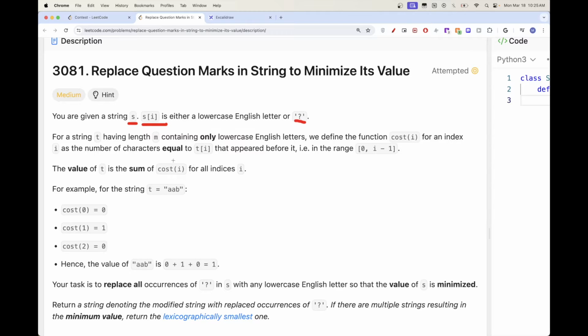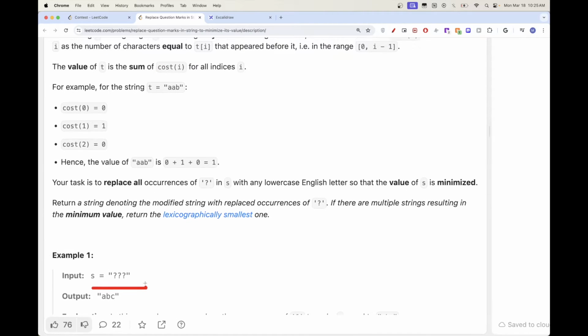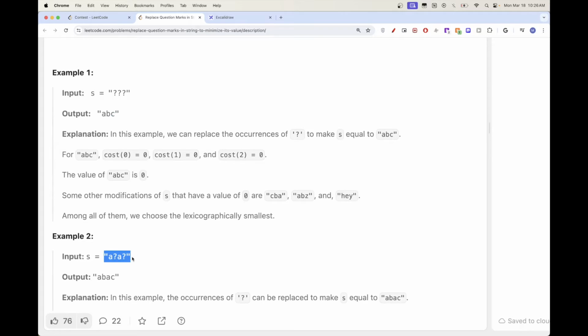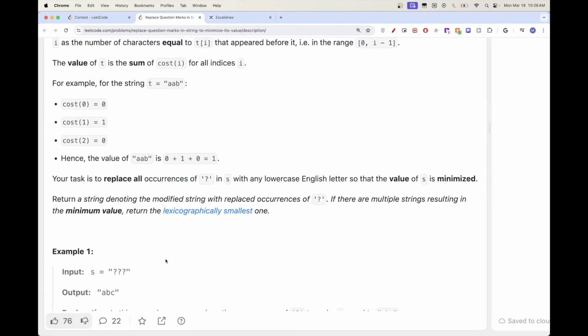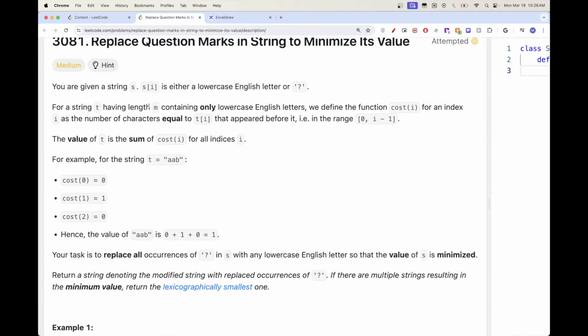And for a string T, we have another string T that has length M that also contains only lowercase English letters. Okay, and we define the cost of, by the way, just to clarify, this T is not in the input. The input is just S, which has, you can see, for example, question marks or some letters. T is actually the string that we want to return.